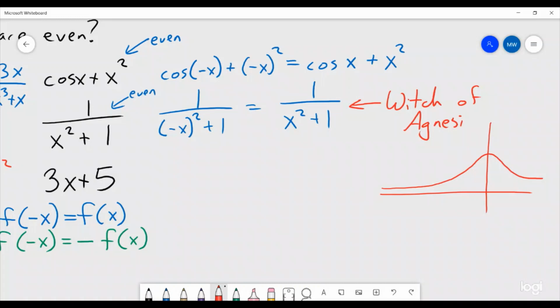Let's finish off with 3x plus 5. If we plug in negative x everywhere, we get 3 times negative x plus 5, so that's a negative 3x plus 5. And this is not going to be even because it's not the same, and it's not odd because we don't have a negative sign right there. So this is neither even nor odd. So if you were able to figure those out, great. If not, maybe something that you should study a little bit more. Let's now talk about some domains.